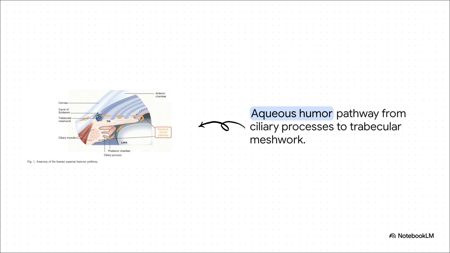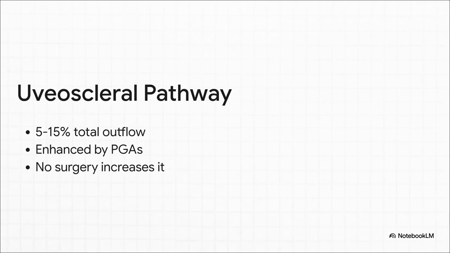From there, the fluid empties into the posterior chamber, flows smoothly right through the pupil into the anterior chamber, and finally it seeks out the primary drain, the trabecular meshwork, or TM, located right there in the angle. Once it passes through the TM, it enters Schlemm's canal and eventually empties out into the episcleral venous plexus. This TM route, this is our primary outflow path. But there's actually a secondary drain we absolutely cannot ignore, the uveoscleral pathway.